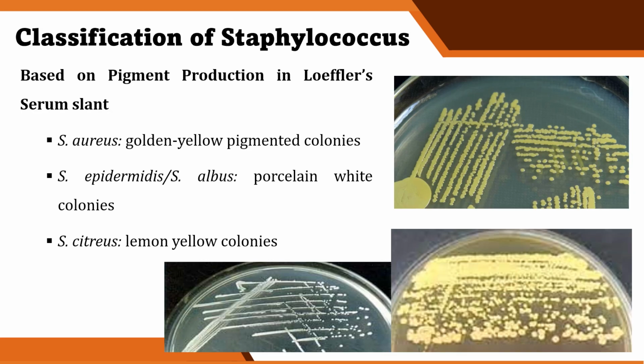So we have different significantly important species of Staphylococcus. They have different characteristics, based on pigment production in low fluorescent serum slant. S. aureus has golden pigmented colonies. S. epidermidis or S. albus has porcelain white colonies. And then S. citreus has lemon yellow colonies. Okay, citreus, the name itself is lemon yellow. So it's easy to remember.